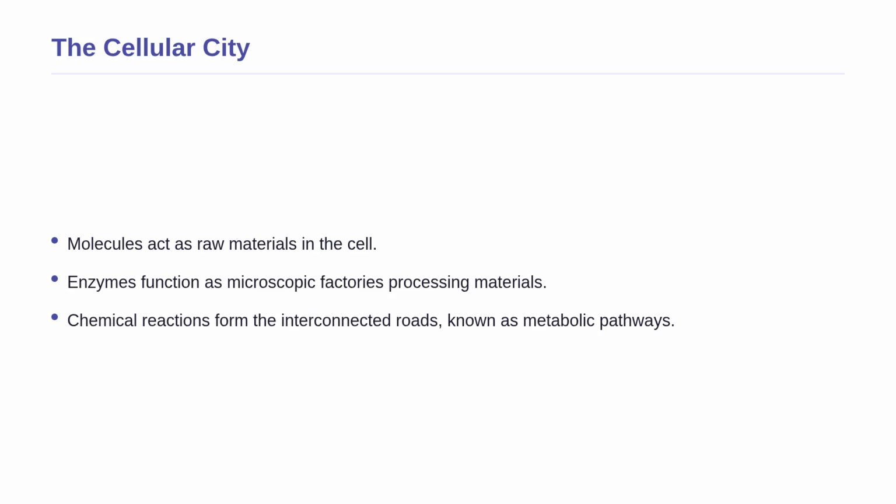Let us start by imagining a bustling city with hundreds of factories working day and night. In this city, factories take in raw materials, process them, and pass them along to build a final product, like a car. A living cell works exactly the same way. Molecules are the raw materials, enzymes act as the factories, and the chemical reactions are the roads connecting them. We call these interconnected cellular roads metabolic pathways. Understanding these pathways is the absolute first step to understanding life at a molecular level.